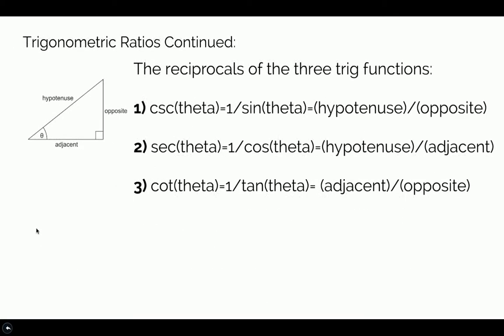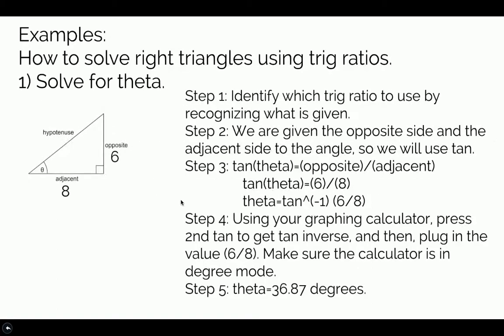So let's continue. The reciprocals of the three trig functions are as follows. Cosecant theta is equal to 1 divided by sine theta, equal to hypotenuse over the opposite. Secant theta is equal to 1 over cos theta, equal to the hypotenuse over the adjacent. And lastly, the cotangent of theta is equal to 1 over tan of theta, equal to adjacent over opposite.